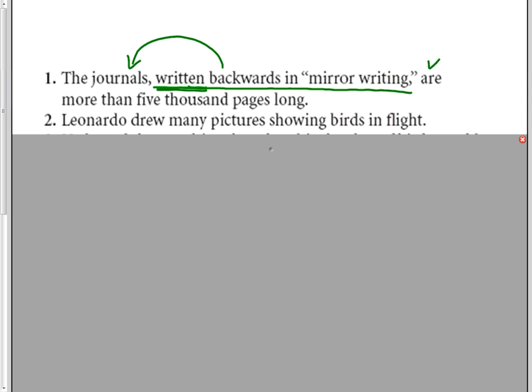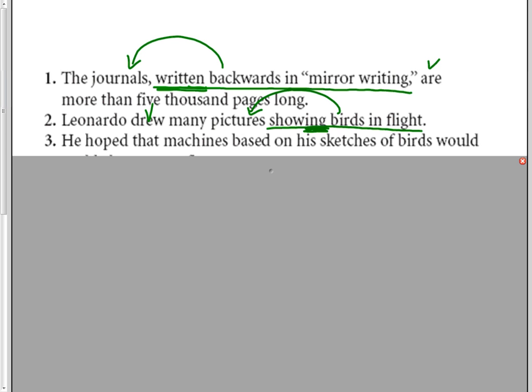Number 2, Leonardo drew many pictures showing birds in flight. My main verb is drew. Showing birds in flight is a participial phrase. Notice your ing there. That's a participle at the beginning. Showing birds in flight describes the pictures.